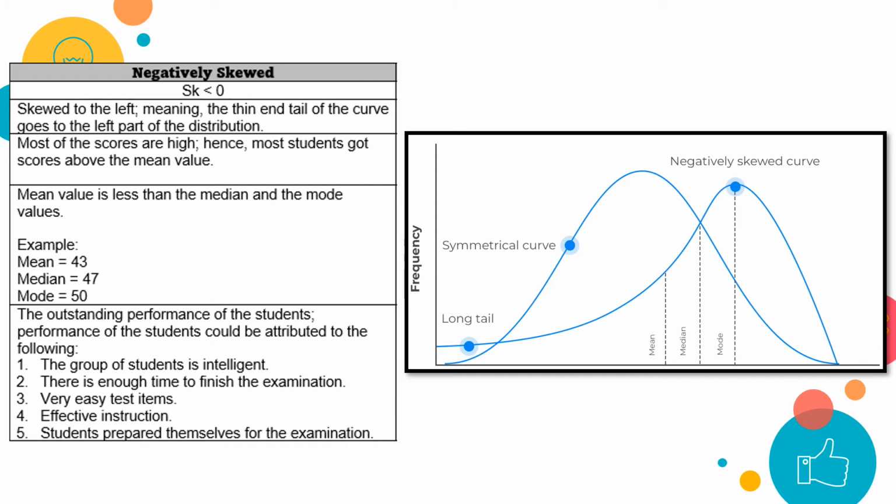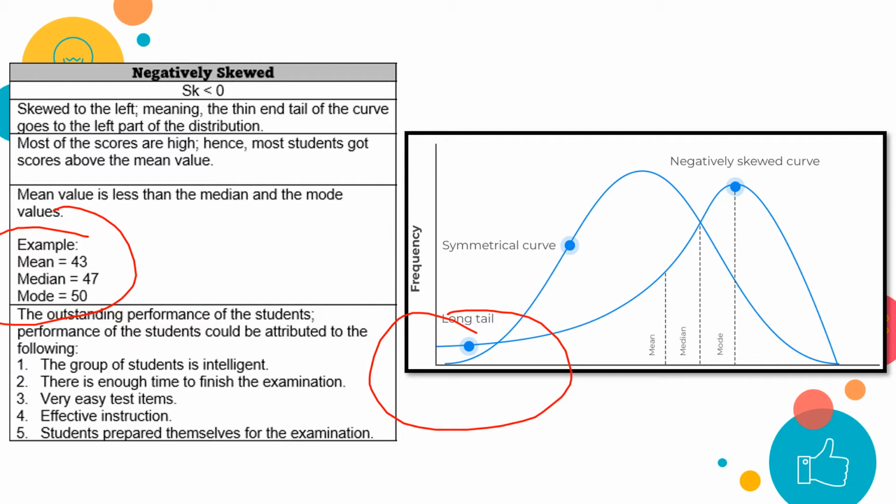Next would be the negatively skewed, meaning the skewness coefficient is less than 0. It is the opposite, so skewed to the left, meaning the thin end of the tail of the curve goes to the left part of the distribution. Most of the scores are high, and hence most students get scores above the mean value. So the mean value now is less than the median and the mode values. If you look at the example, you can actually understand the statement.